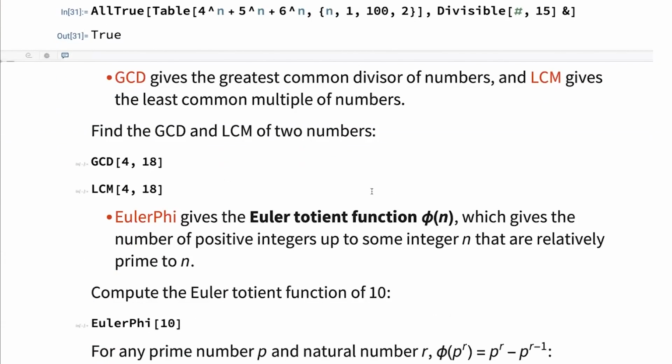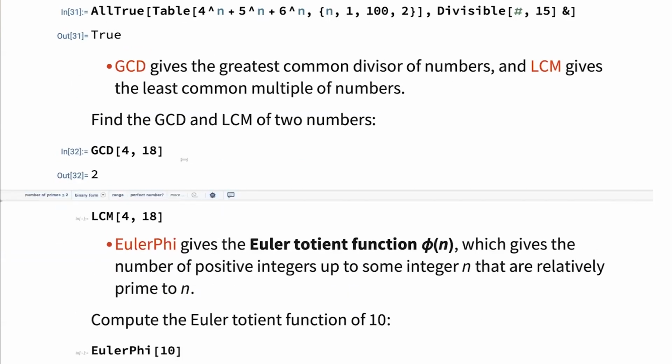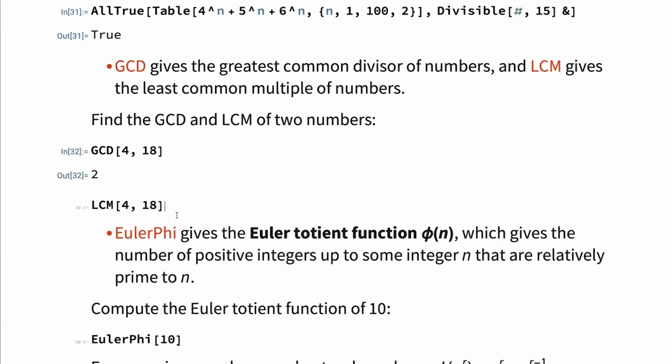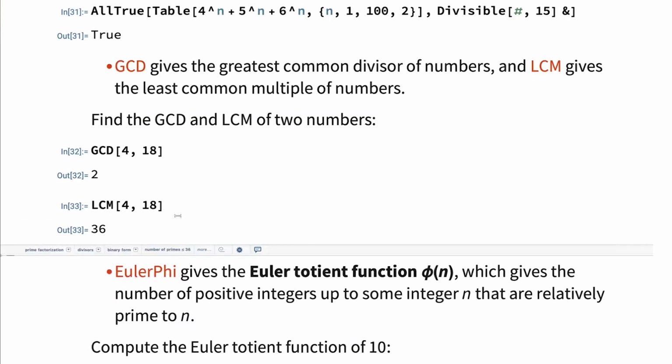GCD gives the greatest common divisor of numbers, and LCM gives the least common multiple of numbers. For example, we can find the GCD and LCM of 4 and 18 by doing this. So the GCD would be 2 and the LCM would be 36.